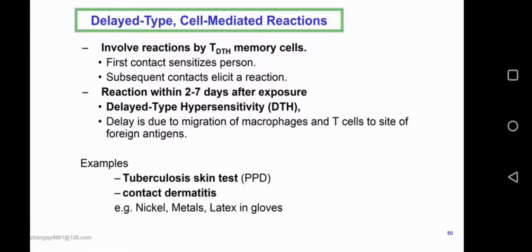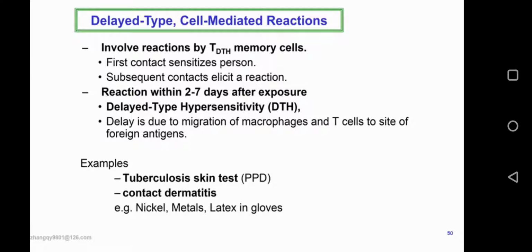Because the reaction happens within 2 to 7 days. But for type 1 hypersensitivity, we know that it happens within 5 or 10 minutes or 1 hour, right? But for type 4, they need a long time. So why are they delayed? The delay is due to migration of the macrophage and T cell to the site of the foreign antigen.